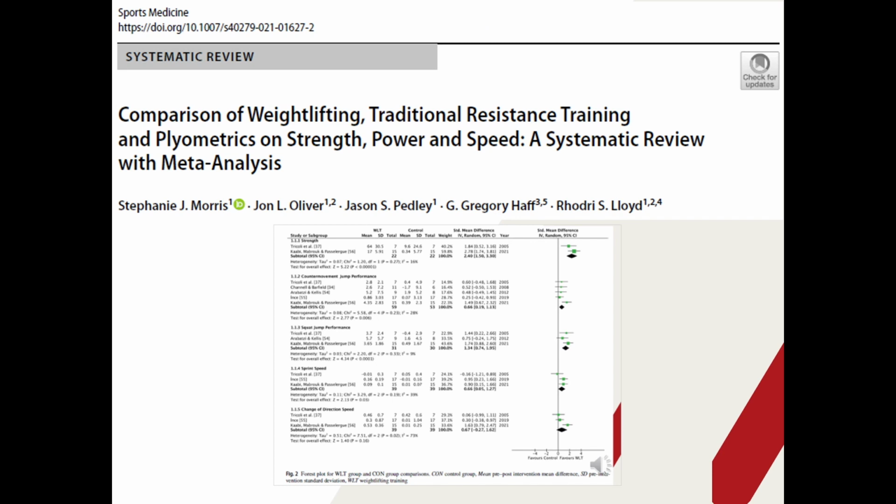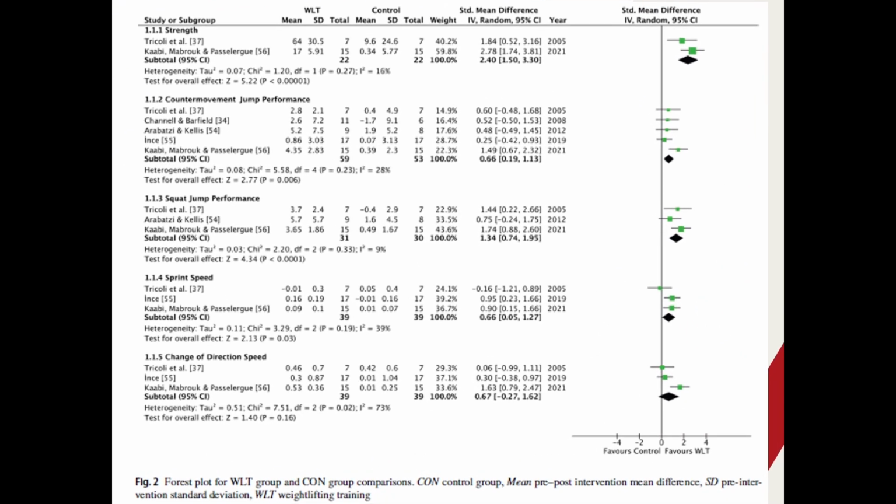And also, if we look at the benefits of weightlifting in some resistance programs, this really nice systematic review and meta-analysis by Steph Morris, a PhD student at Cardiff Metropolitan University, clearly identifies that there are notable benefits to performing weightlifting exercises or incorporating weightlifting exercises in your training programs. So at the top here, we can see that there's an increase in strength when you include weightlifting exercises. Following that down, we've got an increase in countermovement jump performance.